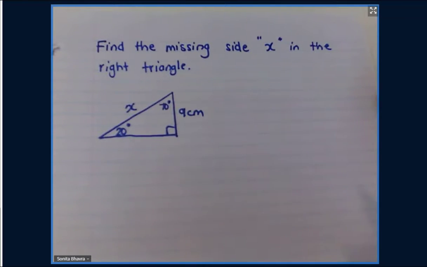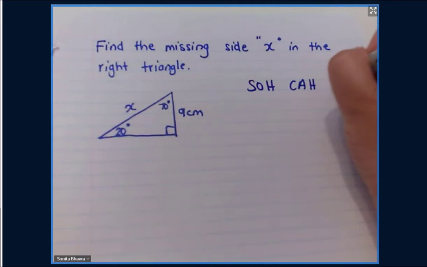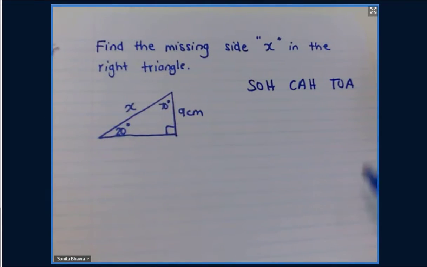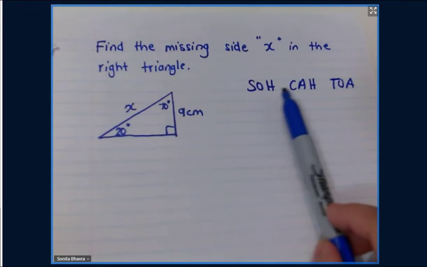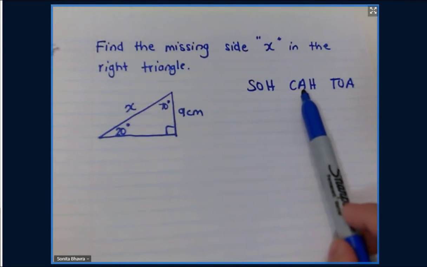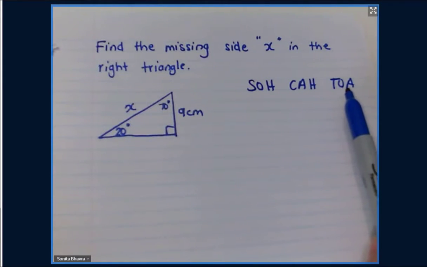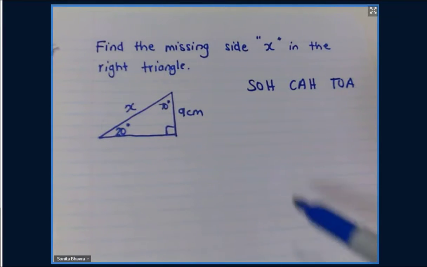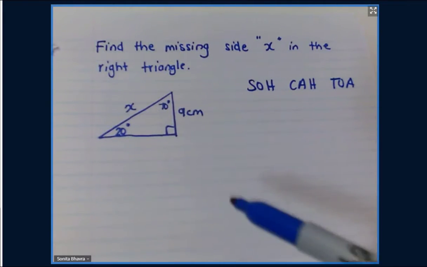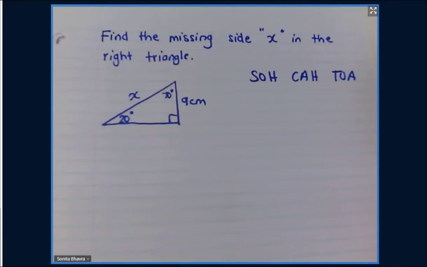So I'm just going to put here our SOHCAHTOA just to remind us of our trig ratios. So S is for sine, which is opposite over hypotenuse. C is for cosine, which is adjacent over hypotenuse, and T is for tangent, which is opposite over adjacent. All right, so we have to figure out which of these ratios will help us to determine what the side x is. So let's start by putting all our ratios here.